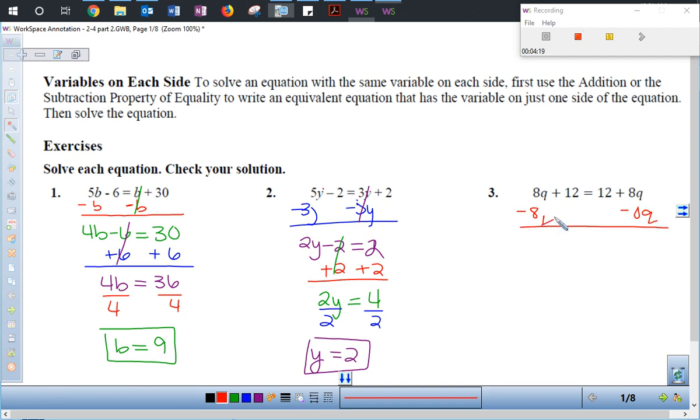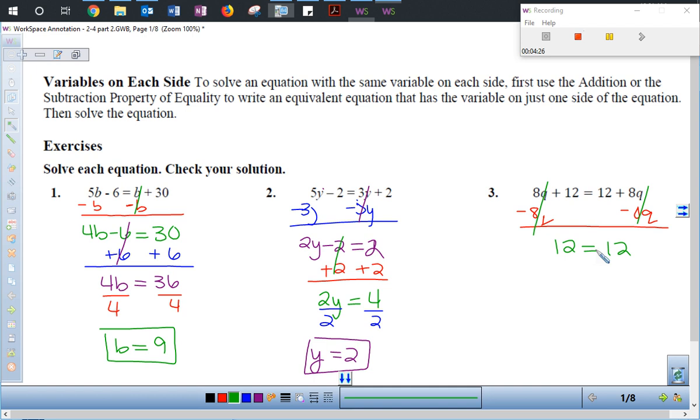And when I do that, 8q is going to cancel out on the left side and leave me with 12. And 8q is also going to cancel out on the right side and leave me with 12. So here's the situation. When you lose all of your variables and you're only left with constants, you have 2 options. You cannot have a single answer like y equals something, q equals something, a equals something, because you have no variables left. So your 2 options are either no solutions or infinite solutions.